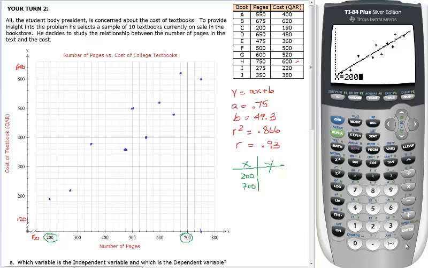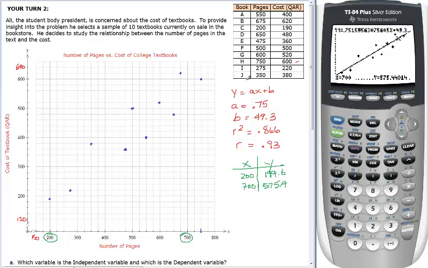What is the y value when x is 200? It's also 200. Very close. 199.64. So it's really okay. And do it again for 700. Second trace value 700, and we get 575. So we'll jot that down, 575.4.